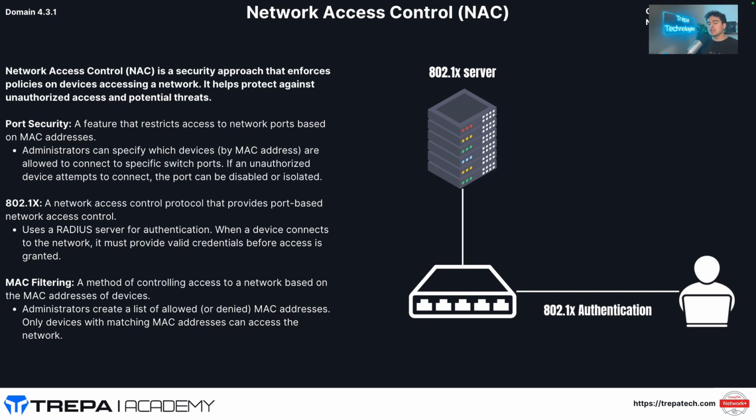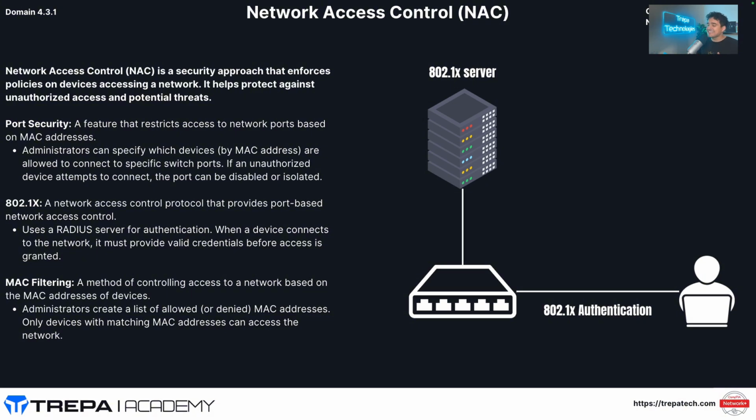802.1x. This is network access control. It's going to combine our AAA protocols like RADIUS, maybe TACACS, and then the protocol 802.1x to actually give us enhanced network access control. Where we have an 802.1x server, something like Cisco Identity Services Engine, that provides port-based network access control. So it can use something like a RADIUS server, or like Cisco ISE, kind of that big enterprise grade. When a device connects to the network, it must provide valid credentials.